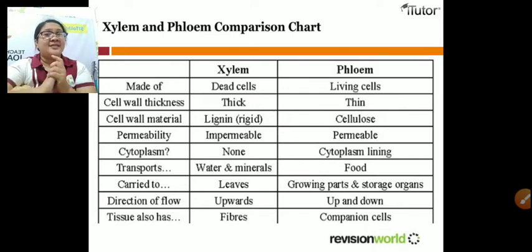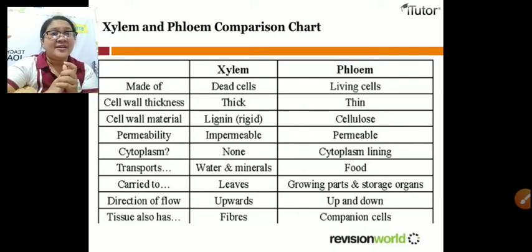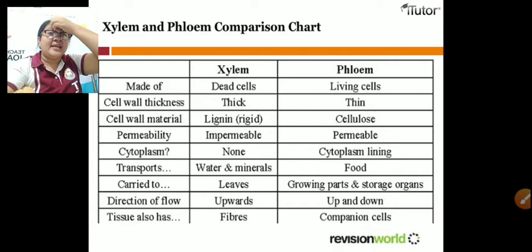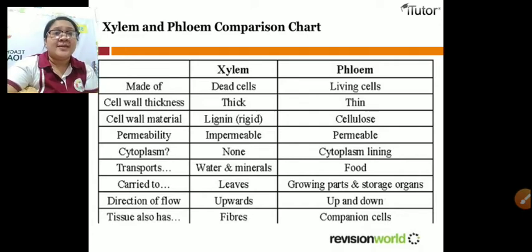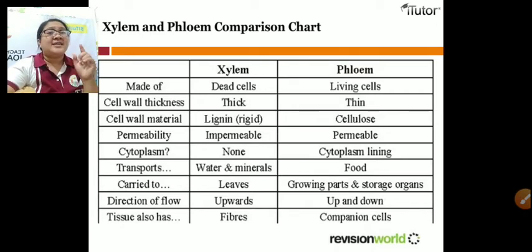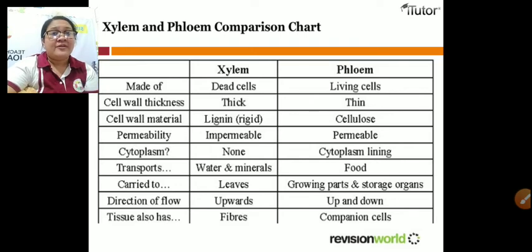For the cell wall material, xylem is made up of lignin, and this lignin is very rigid. On the other hand, phloem is made up of cellulose. In terms of permeability, xylem is impermeable while the phloem is permeable. For the cytoplasm, xylem does not contain cytoplasm while phloem has cytoplasm in the lining. In terms of transport, xylem transports water and minerals, while phloem transports food.